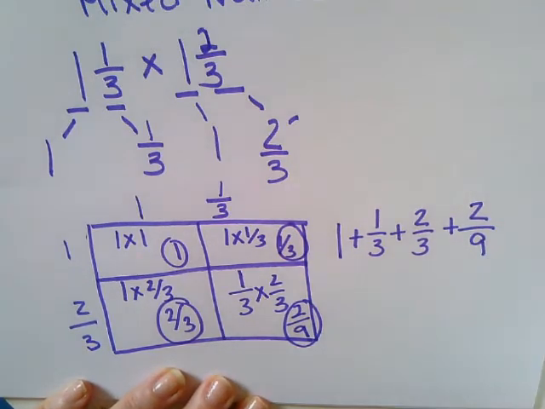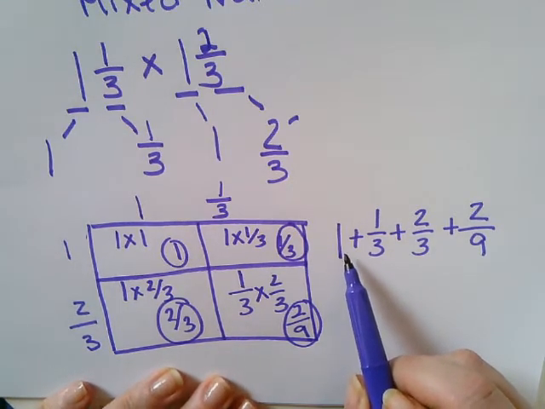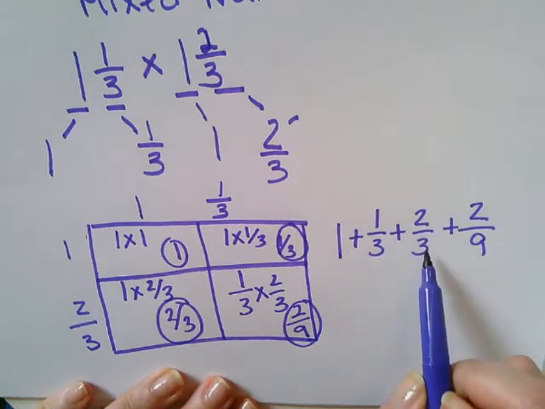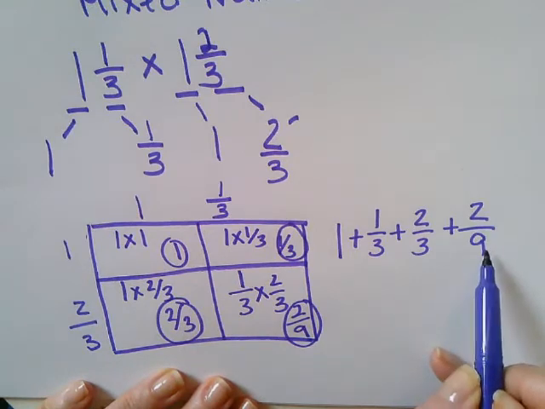2/9. Now remember, when we add, it's a lot different than multiplication. When we add, we have to make sure that we have like denominators. So let's take a look. This is a whole number, so we don't need to worry about that. So now we have 1/3 and 2/3. Those are the same, so those are okay. But then we have this 2/9. So this ninth is going to be a little tricky.